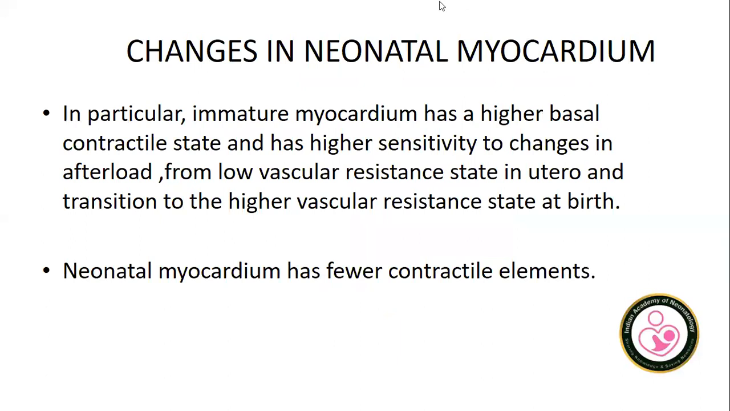What are the changes in the neonatal myocardium? Why is the neonatal myocardium not able to handle the high afterload after birth? Particularly, the immature myocardium has a high basal contractile state and higher sensitivity to changes in afterload. For example, it transitions from a low vascular resistance state in utero to a high vascular resistance state at birth. Unfortunately, the neonatal myocardium has very few contractile elements, which will not cope in extremely premature or very premature babies. The neonatal myocardium cannot cope with the high vascular resistance state at birth, and it cannot produce the additional cardiac output.